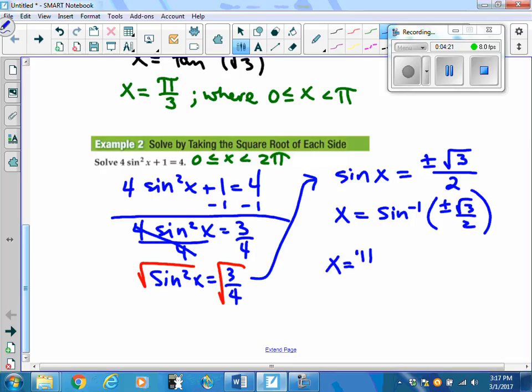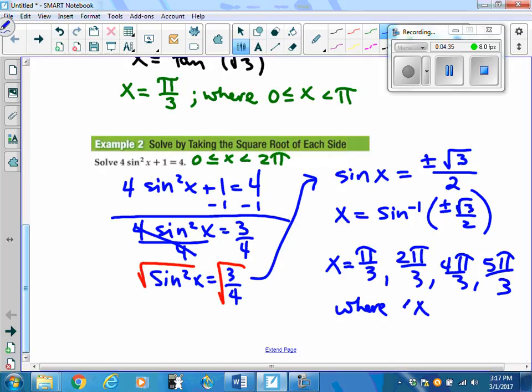And I come up with pi over 3, 2 pi over 3, 4 pi over 3, and 5 pi over 3, where x is greater than or equal to 0 and less than 2 pi. So you can have multiple values.